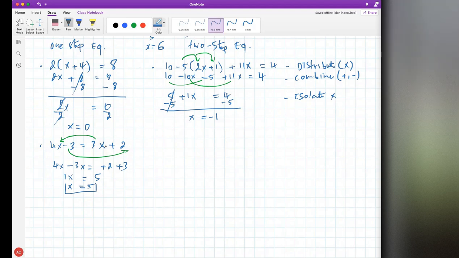Okay, so that's important if you have x's on both sides. First, again, simplify each side. Work on each side first, simplify it as much as possible. And at the end, if you still have x's on both sides, move the x's to one side, the numbers to the other, and then isolate the x. So that's important.